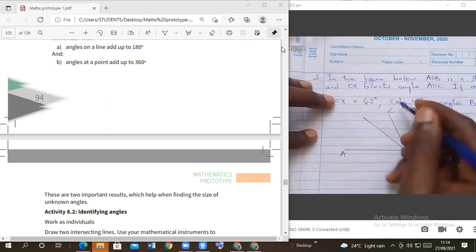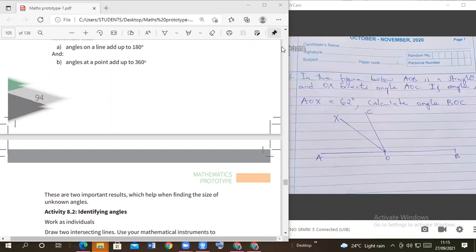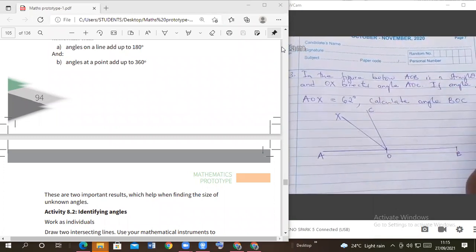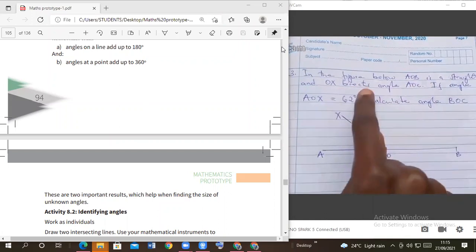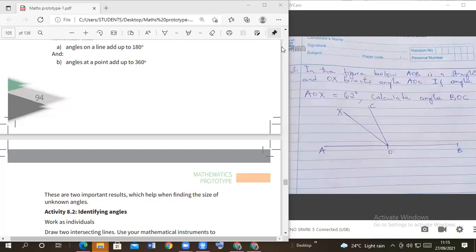This is C, this is X. Are we on that, members? Yes. They've said in the figure below, AOB is a straight line, and OX bisects angle AOC. To bisect means what? What does it mean to bisect? Members, to bisect means dividing something into two equal parts, not so?